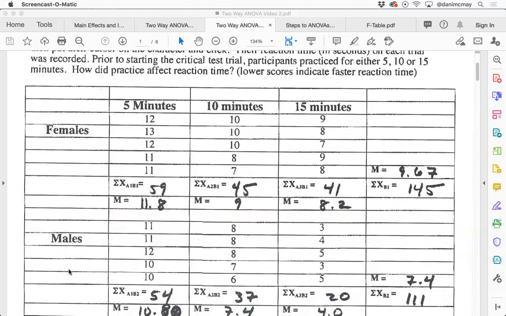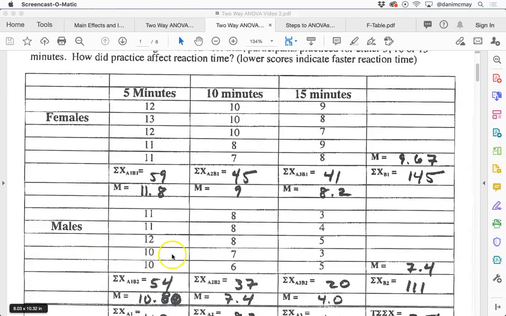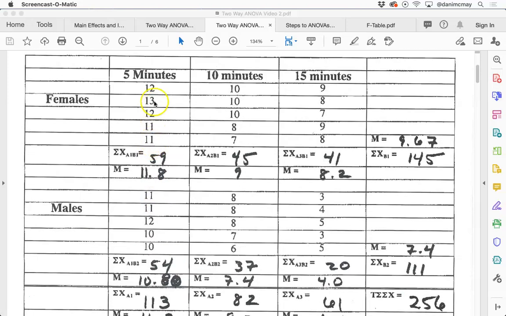Okay. Now, how you go about figuring this out in terms of numbers is, I've put these down here for you. And so it's 12 plus 13 plus 12 plus 11 plus 11. And you need to get the sum of the x and the mean for that. And remember on your calculator how to do that. Okay. So then what you want to do is get them for each individual level.